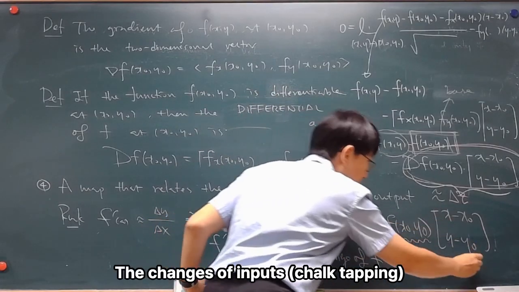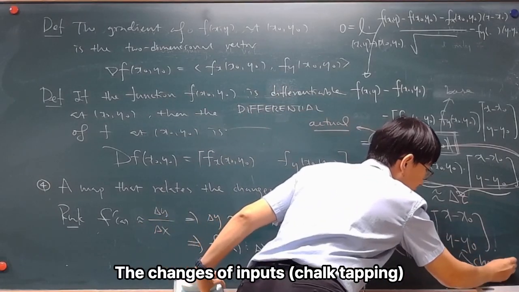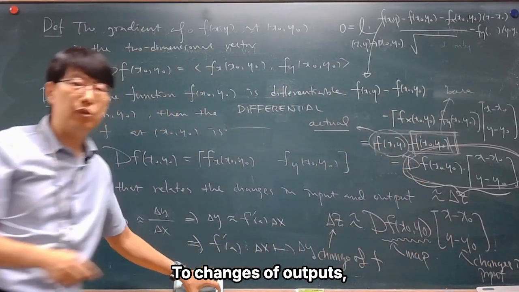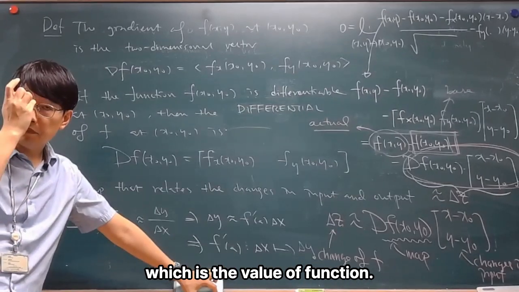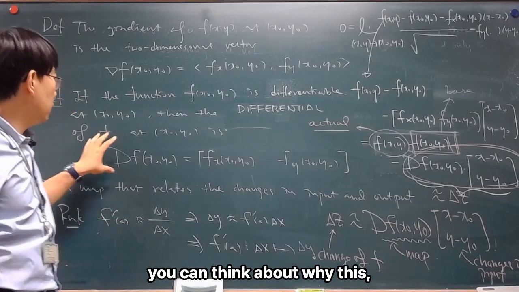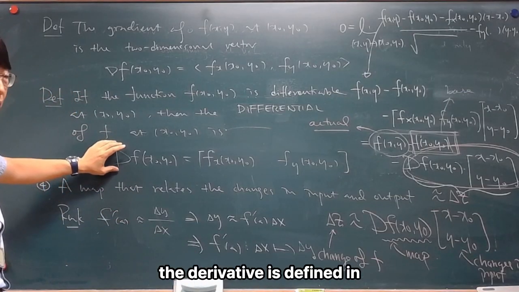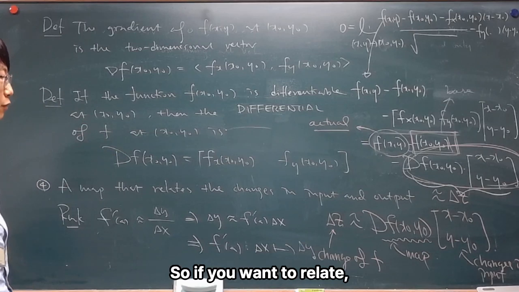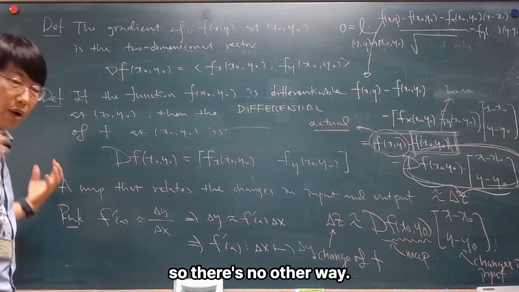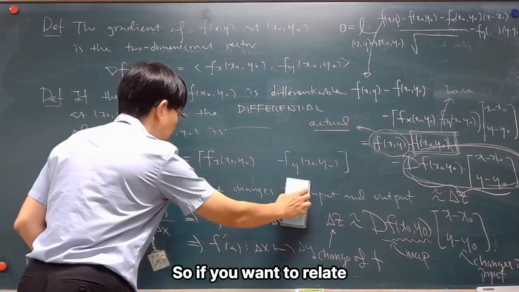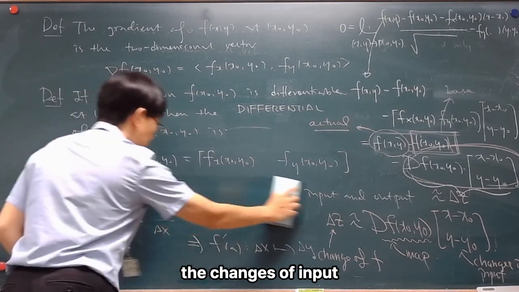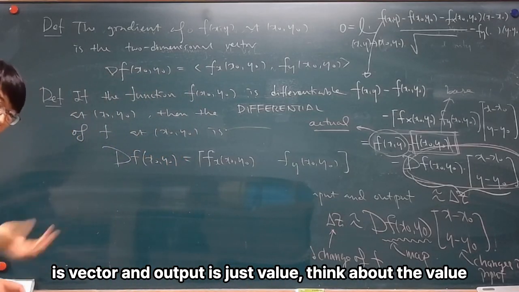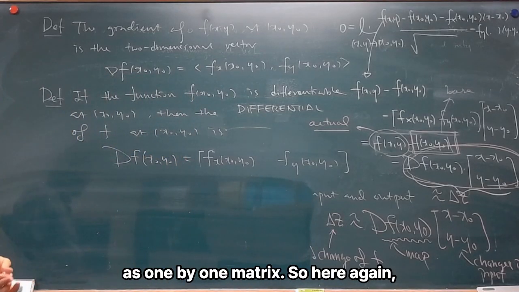The changes of inputs to changes of outputs, which is the value of the function. So that's one way you can think about why the derivative is defined by a 1/2 matrix. So if you want to relate, there's no other way. So it's natural, very natural. So if you want to relate the changes of input to changes of output, when the input is a vector and the output is just a value, think about the value as a 1/1 matrix.